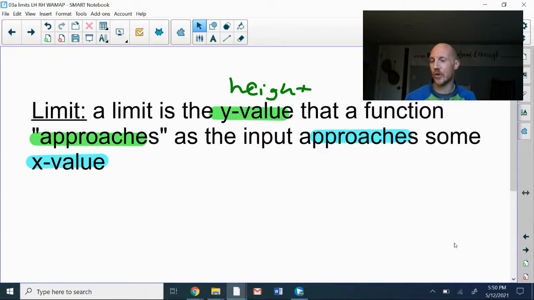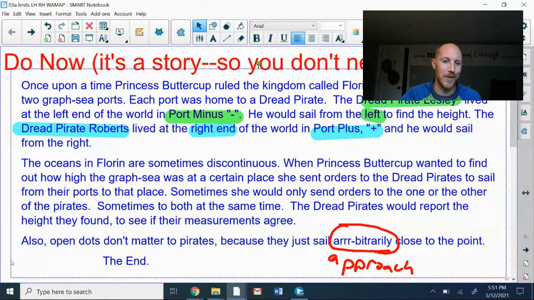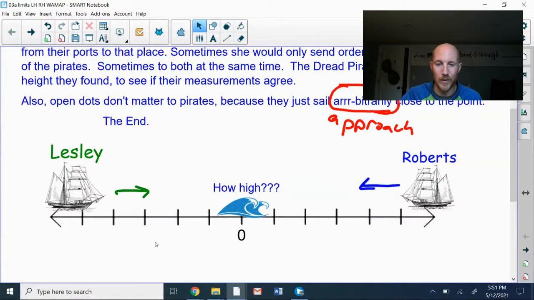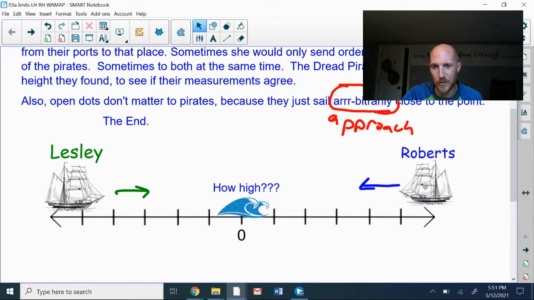So the word approaches shows up both describing what the height is approaching and what the x coordinate is approaching. And so I've given us an analogy to help understand that. We use Dread Pirates. We've got the Dread Pirate Leslie at the left side of the graph and the Dread Pirate Roberts coming from the right side of the graph. And they sail as close as they feel like getting to some point. It's arbitrarily close, which actually is a math word.